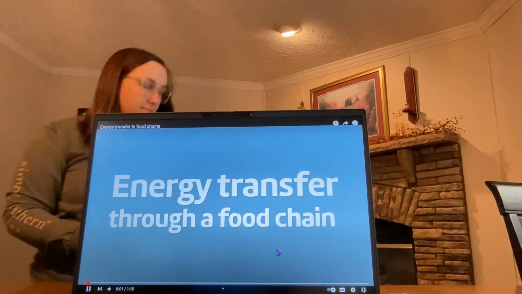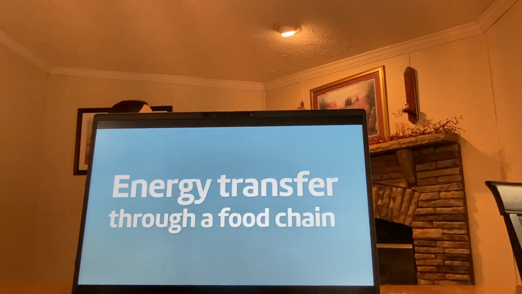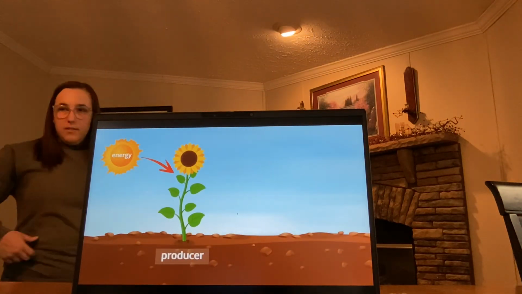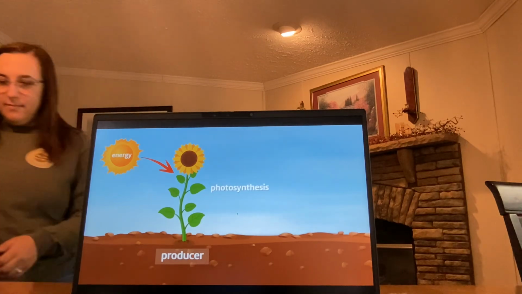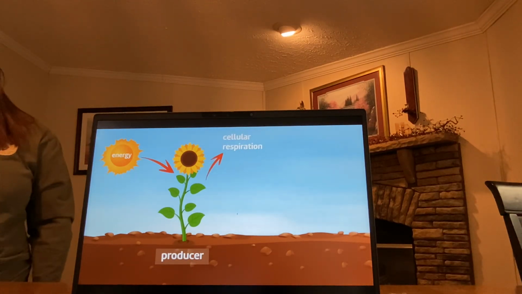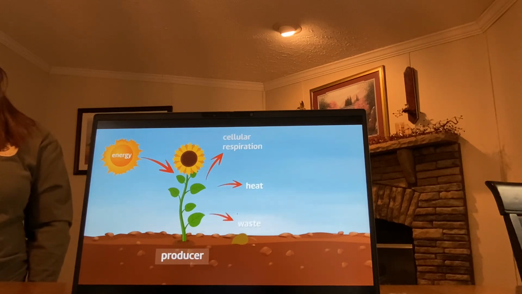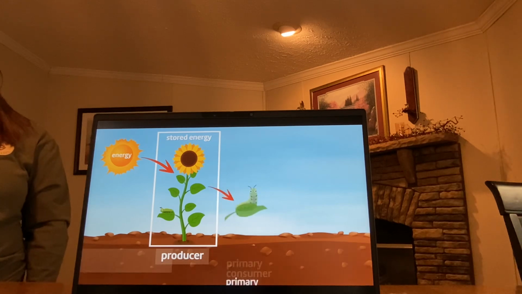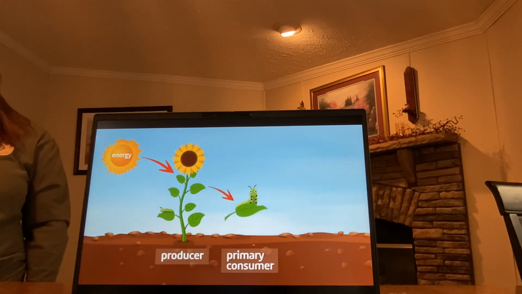Let's look at how energy is transferred through a food chain. Energy from the sun is harnessed by producers, such as this plant, through photosynthesis. Some of the energy is used by the plant for cellular respiration, or is lost as either heat or waste. The rest of the energy is stored in the body of the plant. If the plant is eaten, only the energy stored within it is passed on to the consumer, in this case, a caterpillar.